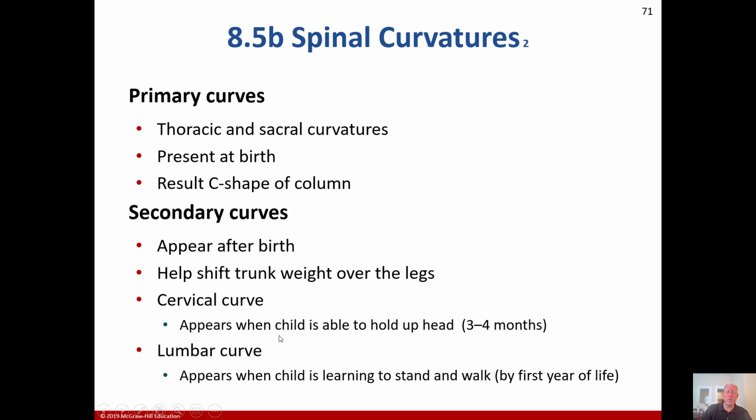The cervical curve appears when the child is able to hold their head up, at about 3 to 4 months, completely on their own for more than a brief second before it falls back down. It's a lot when the head's big and the body's small and you're trying to develop your musculature. The lumbar curve appears when the child is learning to stand and walk, by the first year of life.